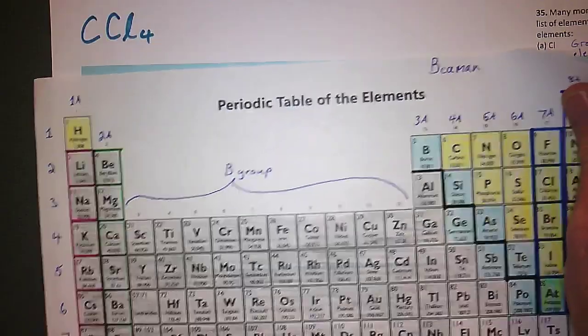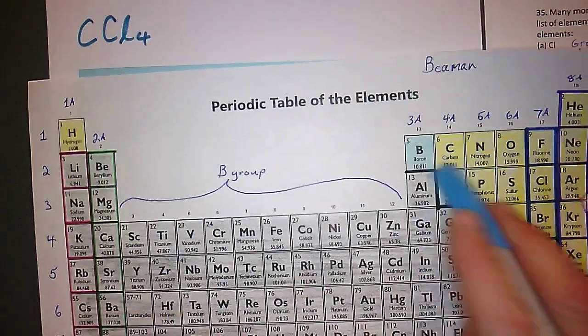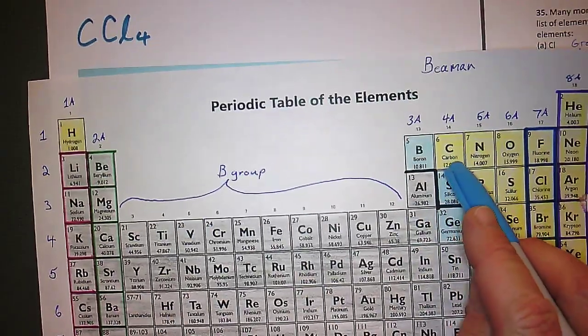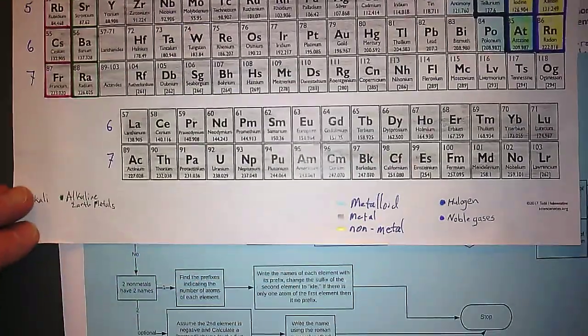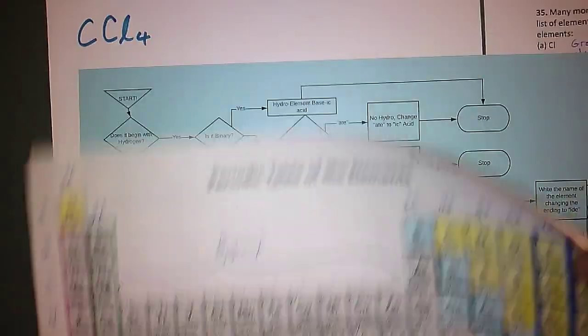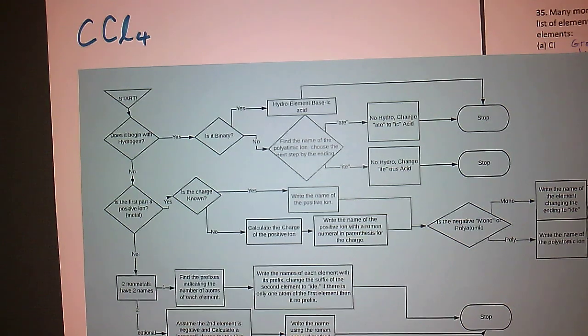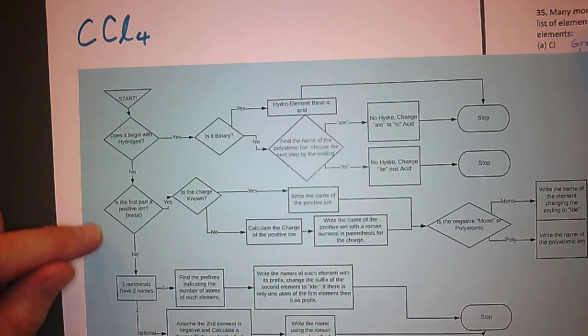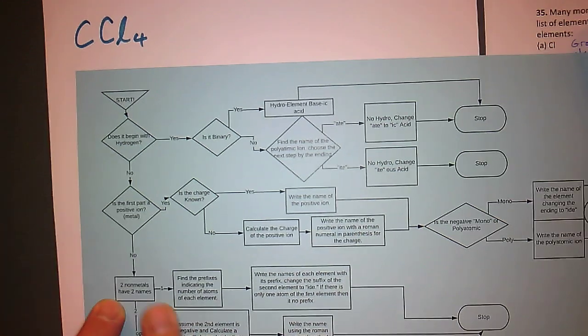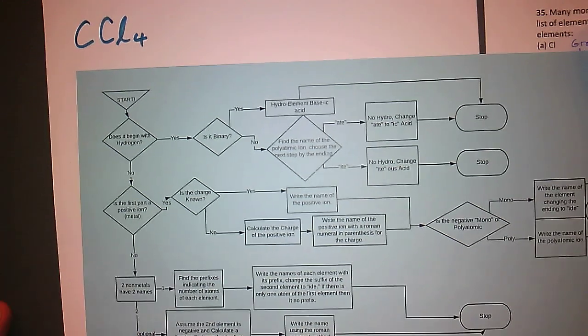Is the first part a positive ion, a metal? The first part is C, or carbon. We look over here. Carbon on the one I colored in is yellow, and yellow is a non-metal. The other way to know is it is above the staircase. So it is not positive, it is not a metal, so we go down here. Two non-metals have two names.